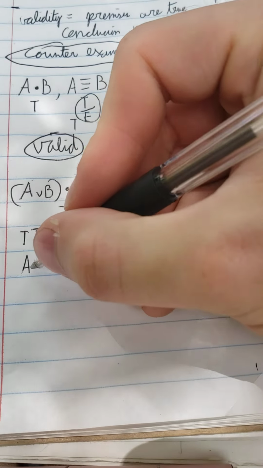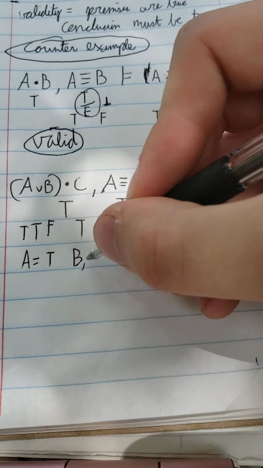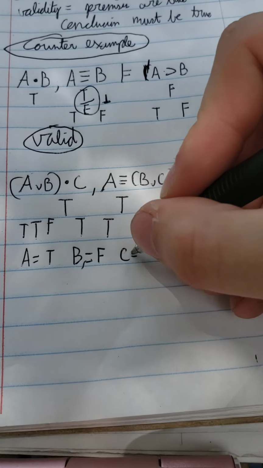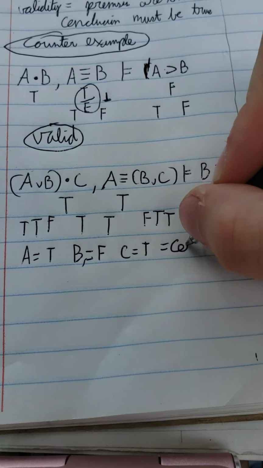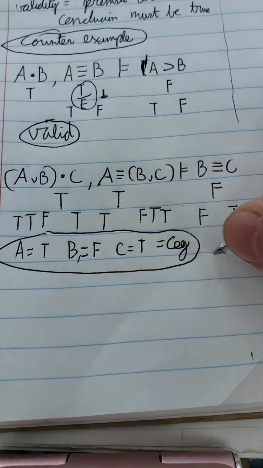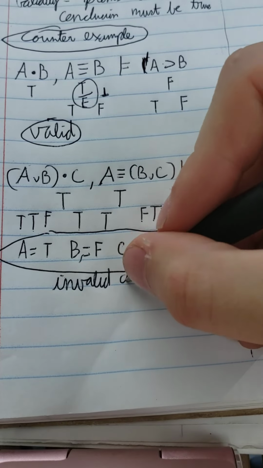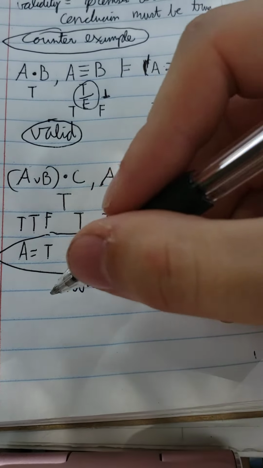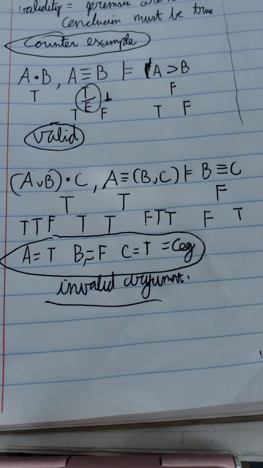We know that the value of A is true, the value of B is false, and the value of C is true. So we know that we've created a counterexample. We know that these are the values that create the counterexample for the specific argument, and therefore it is an invalid argument. Okay, great. So we've got one invalid and one valid.